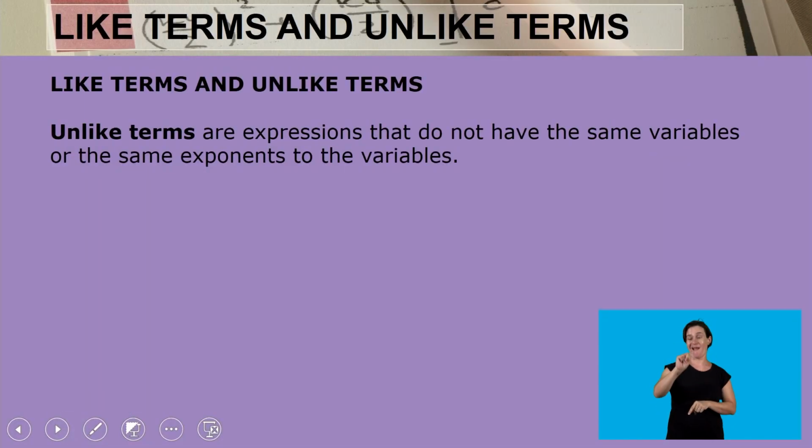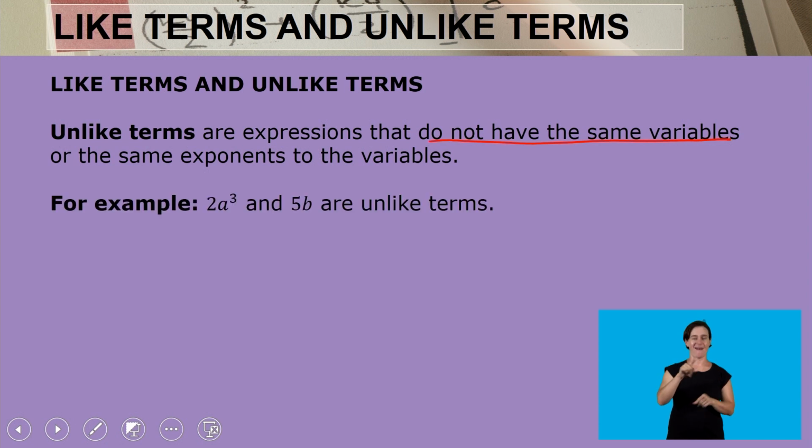So we have already looked at those like terms, and we know that the like terms must have the same variable as a base, and they must have the same exponent to that base. So now we are going to be looking at the unlike terms. So what exactly are unlike terms? Well, unlike terms are expressions that do not have the same variables or the same exponents to those variables. So again, we are looking for the same variables and the same exponents, and if they do not have the same variables or the same exponents to those variables, then they are not like terms, meaning they are unlike terms.